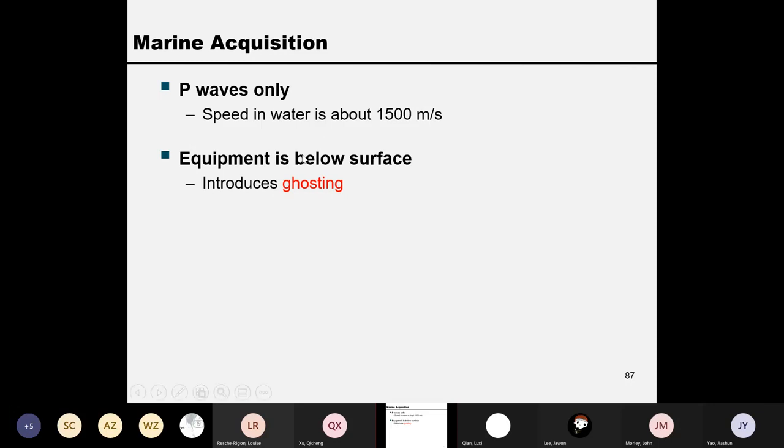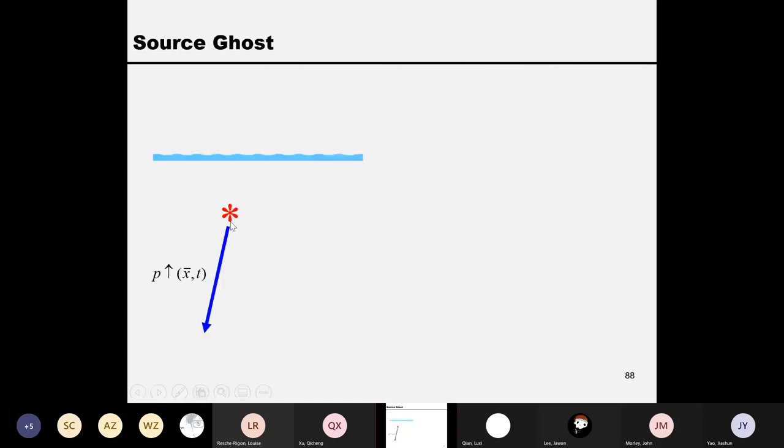As I said, we do need to put both source and receivers below the water. That means we introduce something called ghosting. Now I'm going to explain what ghosting is. Here is the water surface, and here a source in the water.